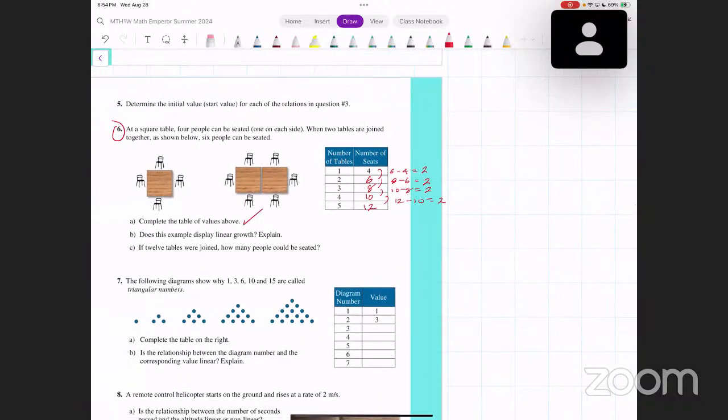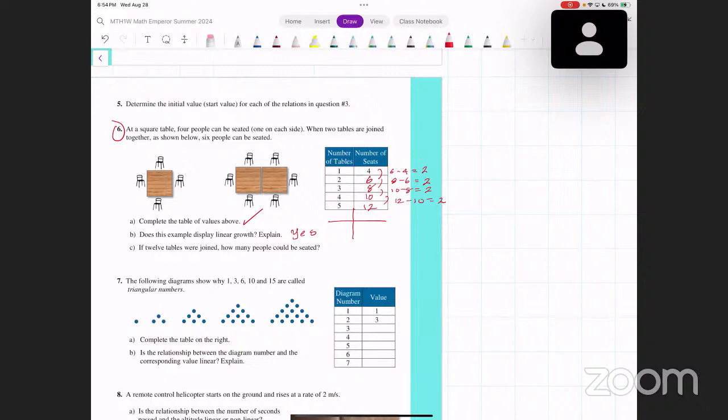Does this example display linear growth? The answer is yes. If 12 tables were joined together, how many people could be seated? Well, that's an interesting question. If 12 tables were joined together, so this is 5, isn't it? So now we need to go back to expanding this. Who answers C? You answer C.